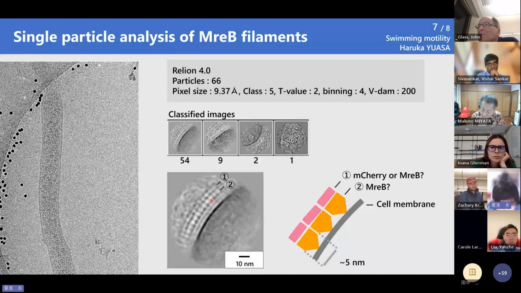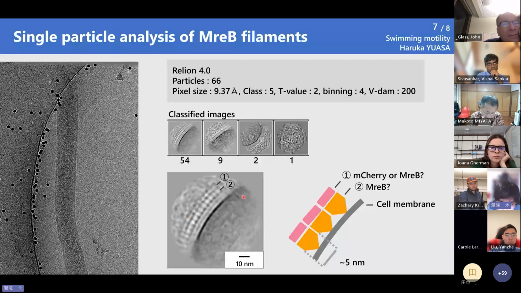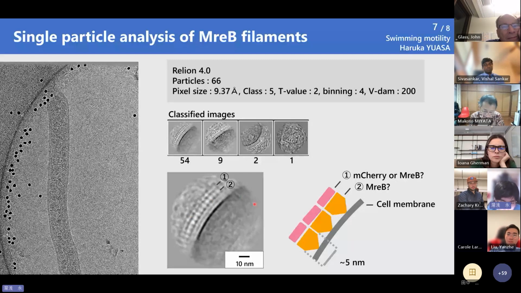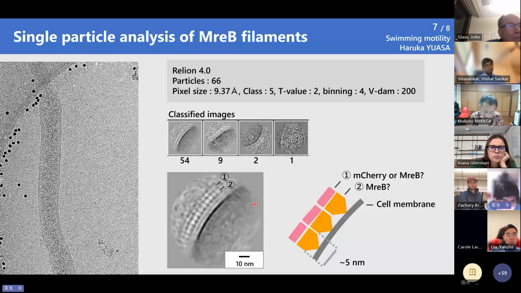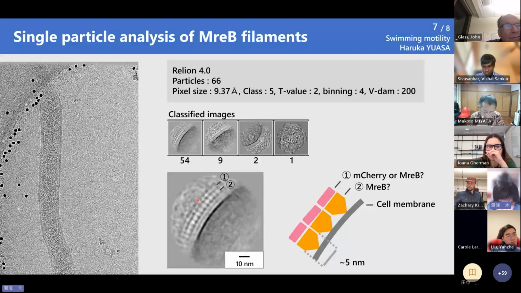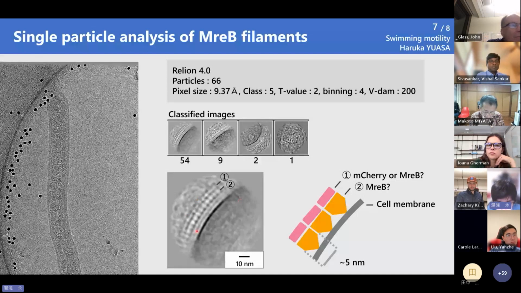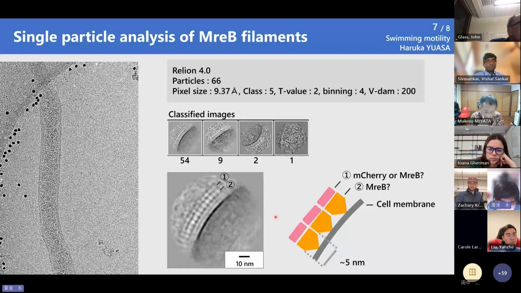And the filamentous structure in line 1 cannot be distinguished between MreB and mCherry so far. If this filamentous structure in line 1 is mCherry, we can say the filament in line 2 is MreB5. So more samples are needed to determine it.